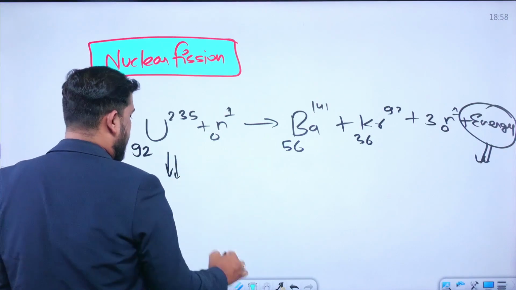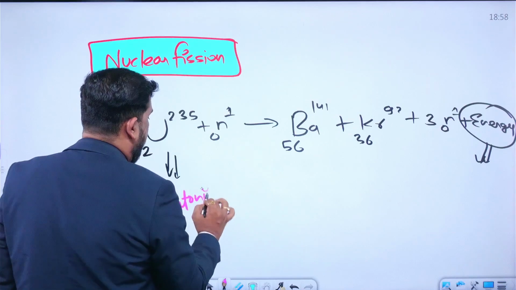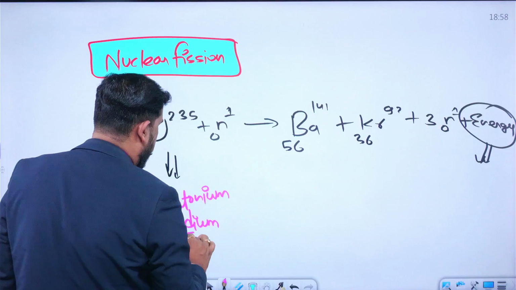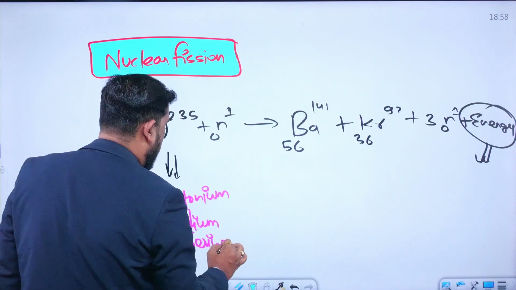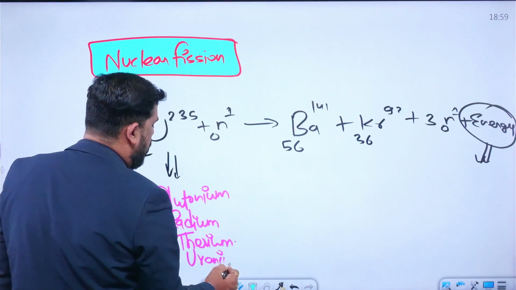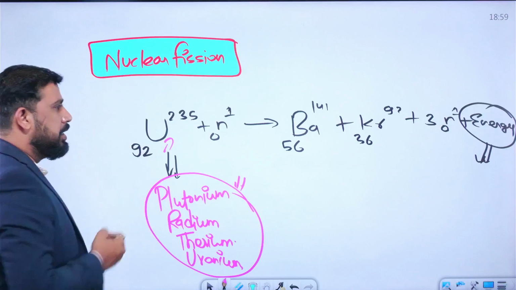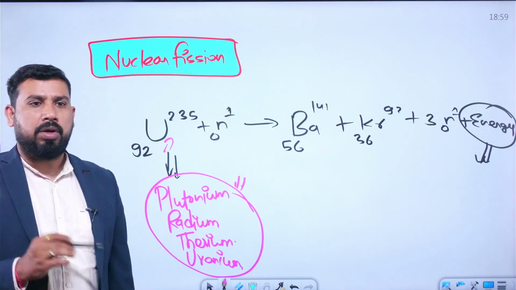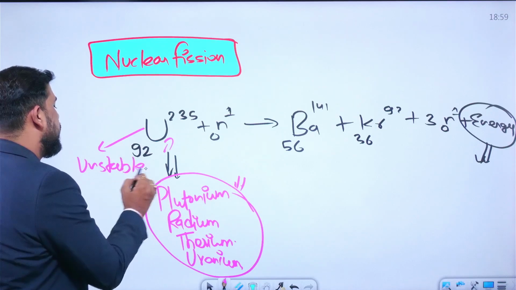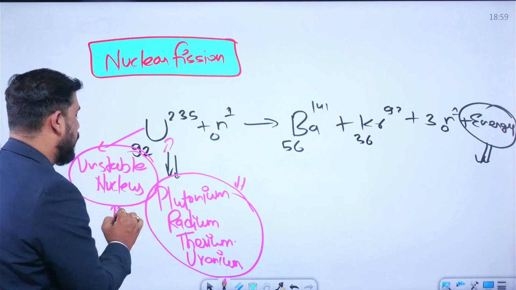like plutonium, radium, thorium, as well as uranium, which is the most common radioactive element. This radioactive element is the key to this reaction, because it has an unstable nucleus, and that unstable nucleus is crucial for this nuclear technology.